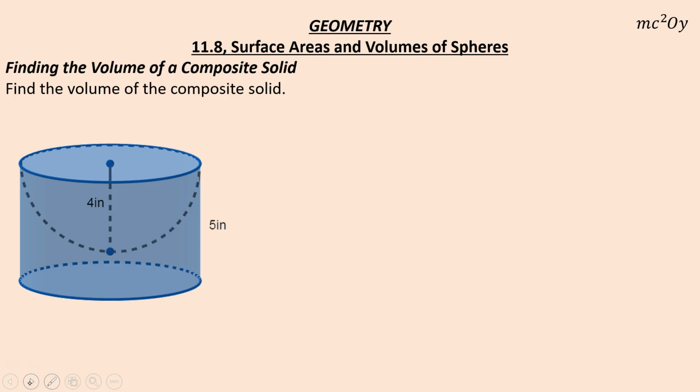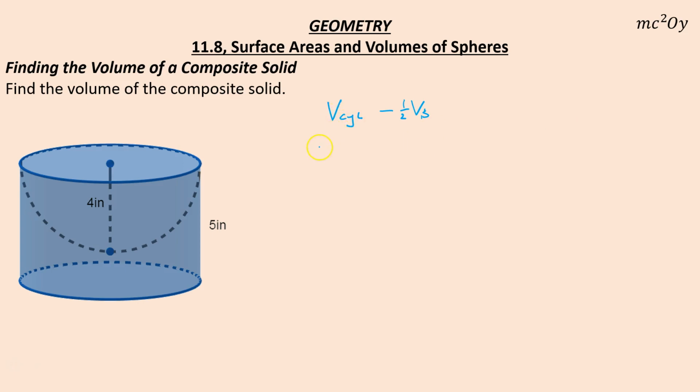One last problem. Find the volume of a composite solid. That means I'm looking at the solid and looking at what it's made up of or not made up of. In this case, it looks like I have a cylinder with a hemisphere taken out, and I want to find the volume. So I need to take the volume of my cylinder and subtract the volume of my hemisphere, or subtract half the volume of my sphere. I want to think of it that way. So that's kind of my plan.